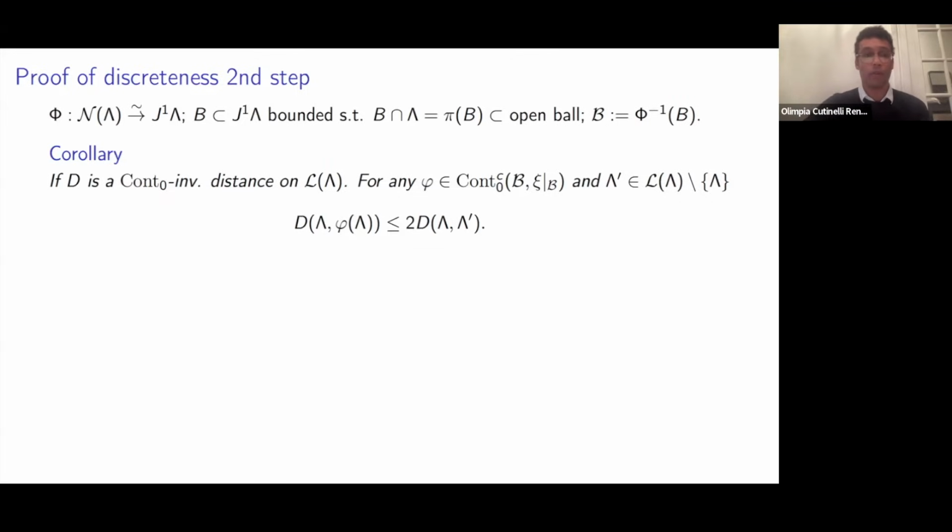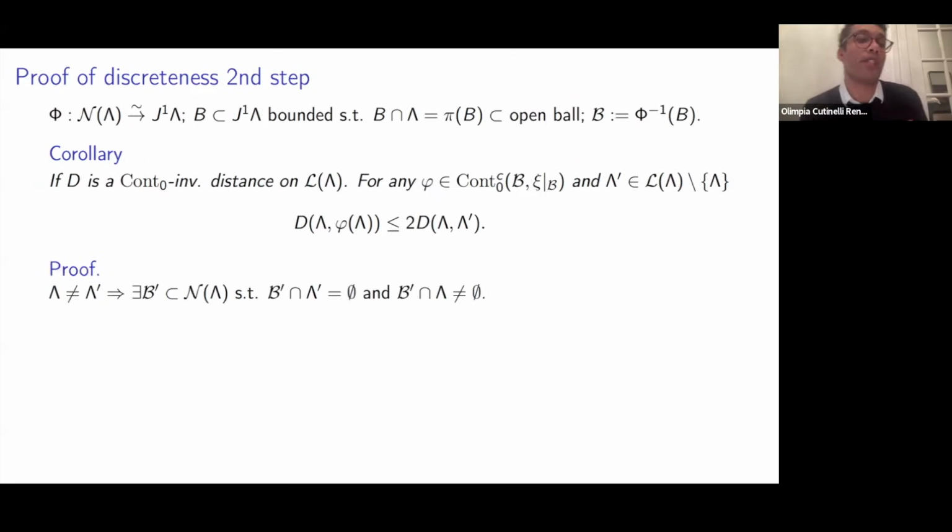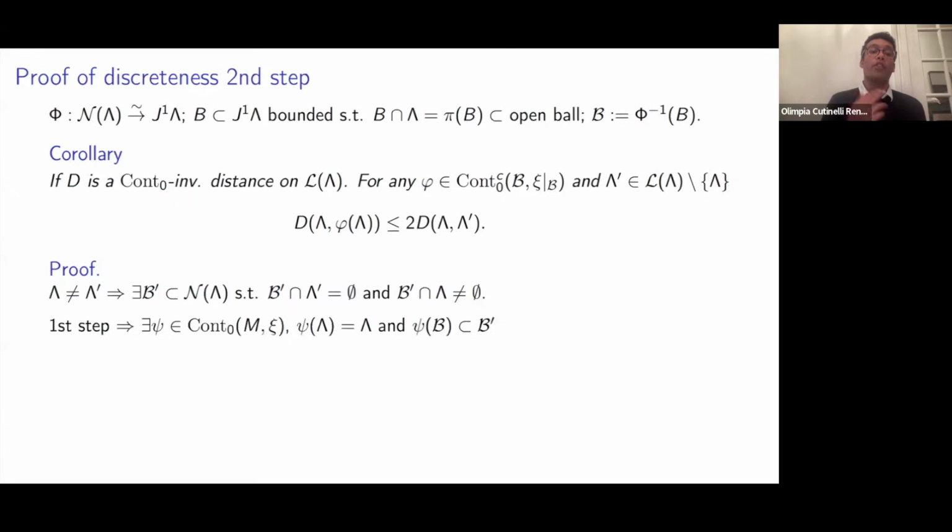Okay, so let's prove this corollary. You take lambda which is different from lambda prime. So there exists an open set B prime inside your initial neighborhood of lambda, which does not intersect lambda prime, but that intersects lambda. And then by the first step, by combining the two propositions of the first step, you can find a contactomorphism psi that sends B to B prime and that fixes lambda.